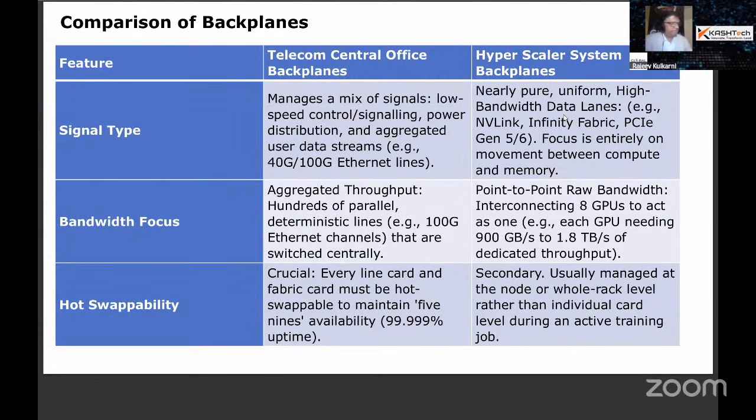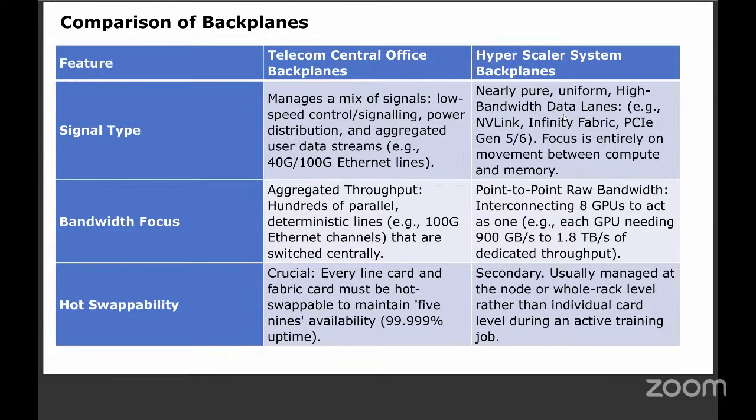Yeah. So our entire series was supposed to be about the signaling type. That's what we were about to discuss. But again, we went back towards the system level, and we took a little deviation. We pedaled backwards, and we are going forward now. Signal type: a central office manages a mix of signals: low speed control signaling, power distribution, and aggregated user data streams. Example, 40 gigabit and 100 gigabit Ethernet lines. Bandwidth focus: aggregated throughput, hundreds of parallel deterministic lines, for example 100G Ethernet channels that are switched centrally.